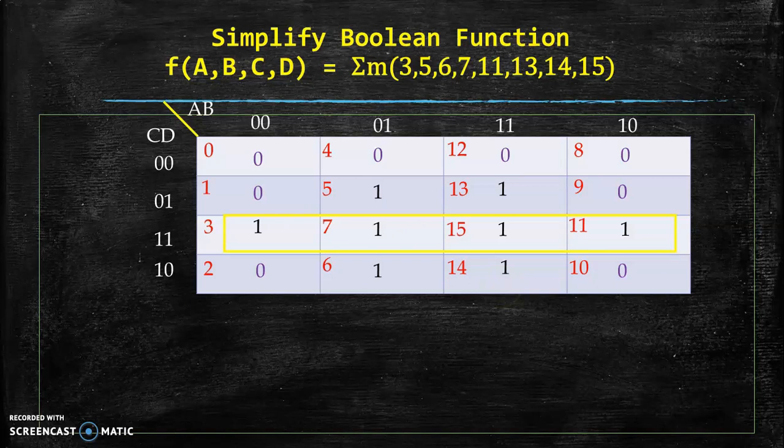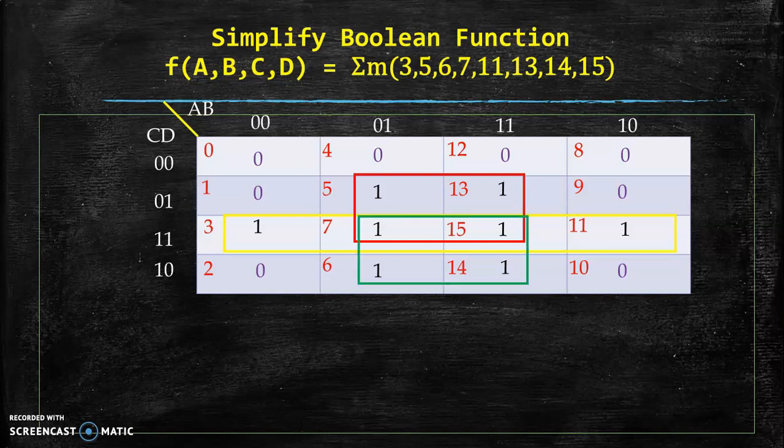But again, if we observe properly, then we can see that we can make a quad for 5, 7, 13 and 15. So we can prepare one quad. So when a quad is possible even with overlapping, then we have to go for preparing the quad. And again we have another quad possible with overlapping.